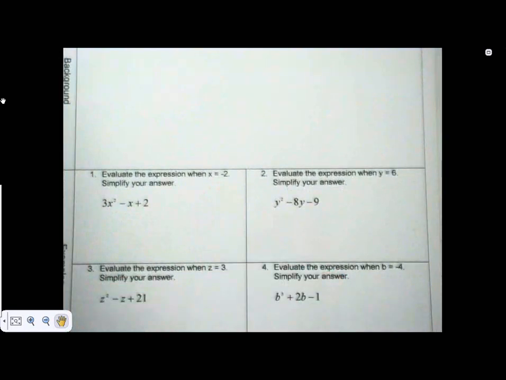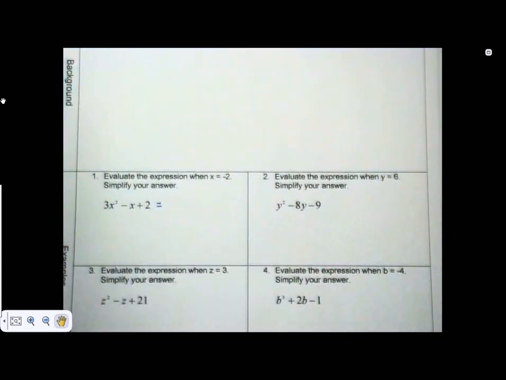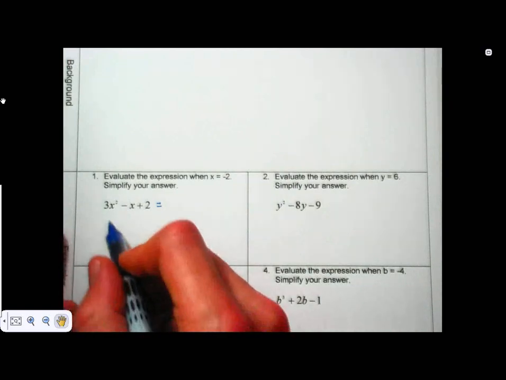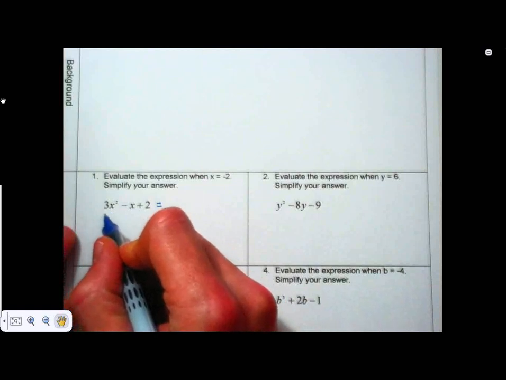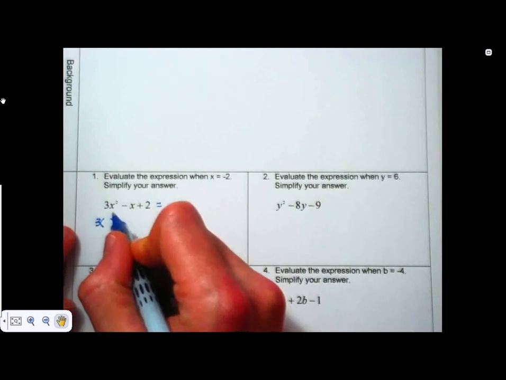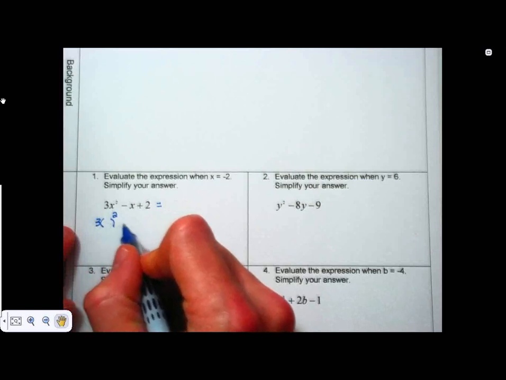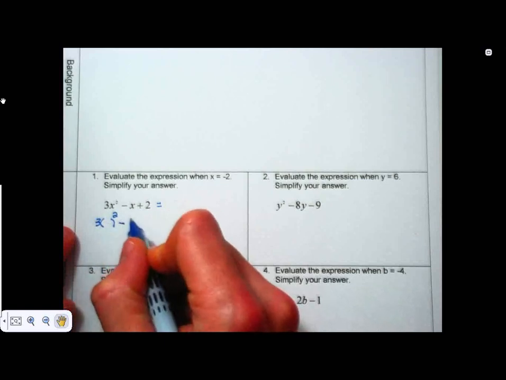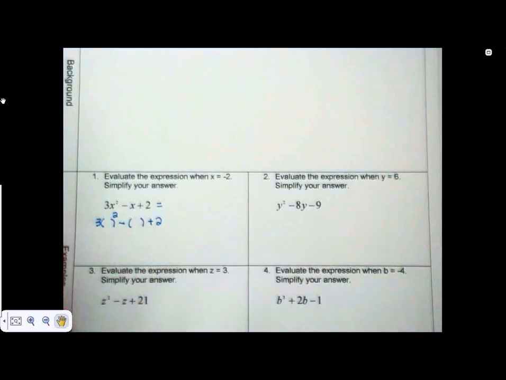So my biggest word of caution when you're doing these problems is to be really careful of your signs. So to be careful, what I'm going to do is every time I see an x in the problem, I'm going to put a little group of parentheses. So instead of having 3x squared, I'm going to have 3 parentheses squared, and basically I'm putting parentheses where the x was. And then I have minus parentheses, and then plus 2. So that's my first step.